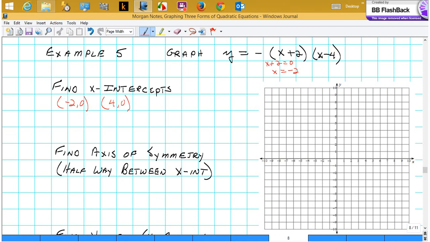So I have 2 points that I can already plot. A negative 2, 0, and the point 4, 0.